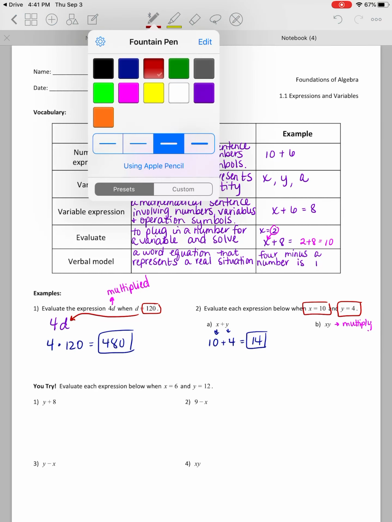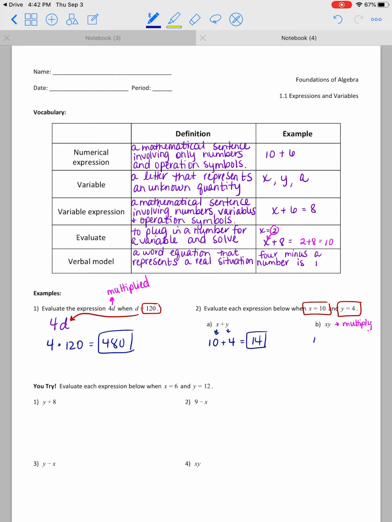And wherever I see an x, I'm going to put in a 10, and we'll multiply it by, wherever I see a y, I'm going to put in a 4, and 10 times 4 gives me 40. So I have evaluated. Okay, I'm going to give you a minute, and I want you to pause this video. I want you to do the You Try, numbers 1, 2, 3, and 4. And then once you finish them, I want you to come back and check your answers.